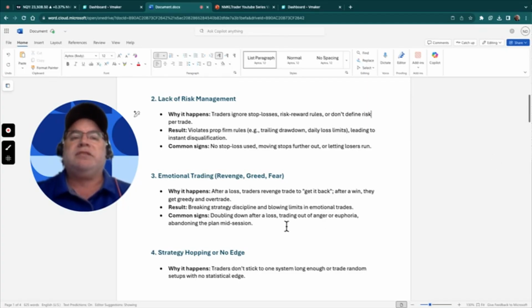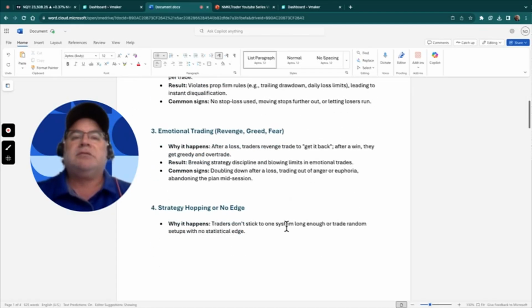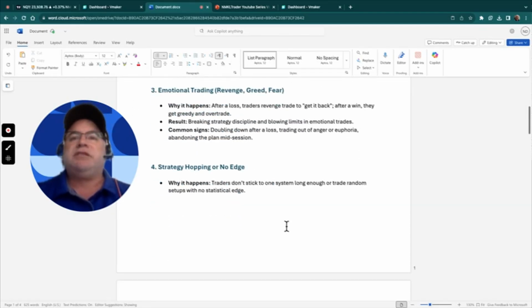All right. The fourth reason is strategy hopping. Now, we've seen this a lot. We've all been guilty of it. Or you just don't have an edge. Why it happens: traders don't stick to one system long enough, or you trade random setups with no statistical edge. Sorry about that, folks.